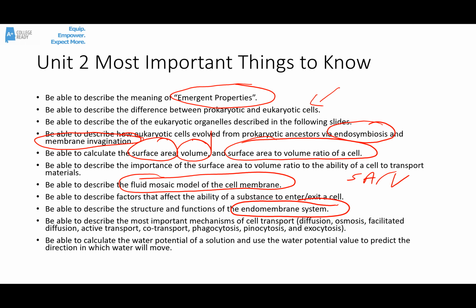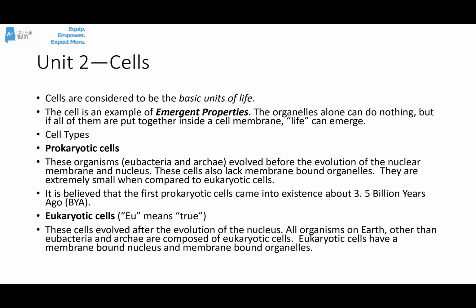Be able to describe the most important mechanisms of cell transport: diffusion, osmosis, facilitated diffusion, active transport. They've asked about co-transport the last couple of years. That one's tricky, so take time to look closely at that one. Teachers oftentimes don't talk about this one in class. Also, methods of bulk transport like phagocytosis and pinocytosis and exocytosis.